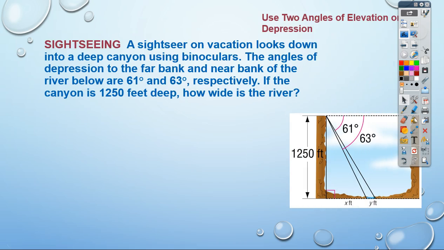All right, sightseeing. The sightseer is on vacation, looks down into a deep canyon. So again, here I am. I'm a little sightseer. Woo! I'm up here on a canyon. I'm looking down. I see a river way down here. Okay, the angles of depression to the far bank. Again, angles of depression. So what does that mean?